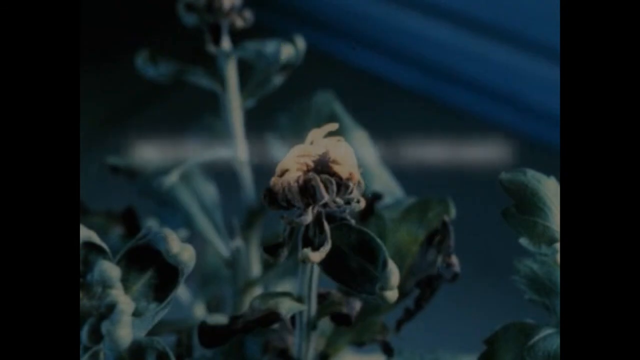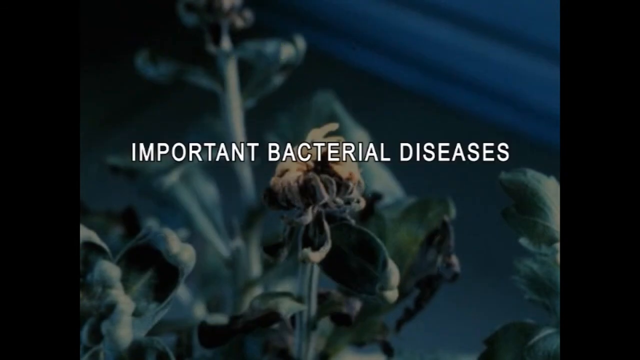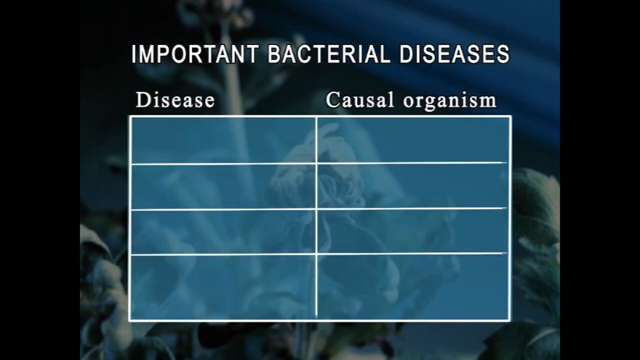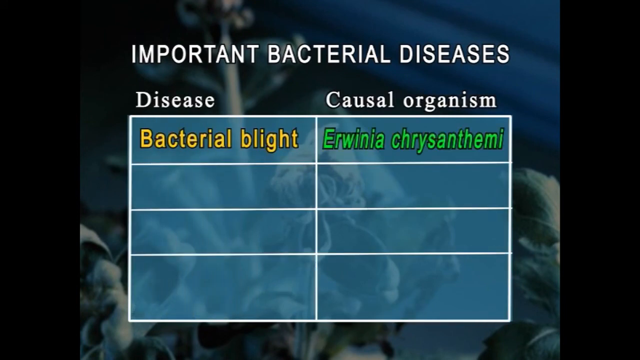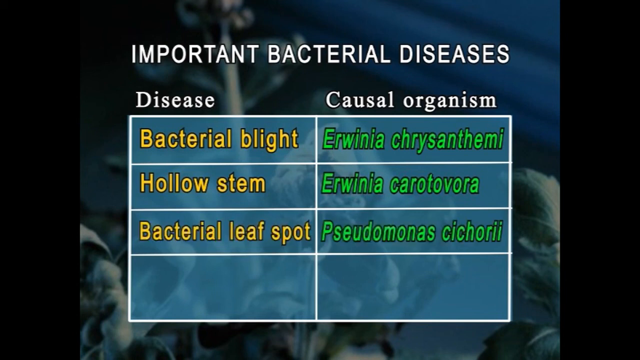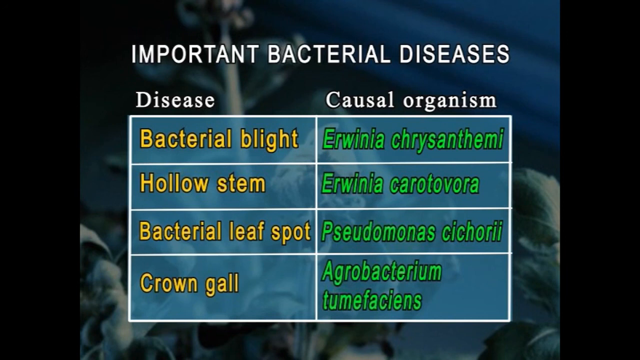Now let's see some of the important bacterial diseases. Some of the important bacterial diseases are bacterial blight caused by Erwinia chrysanthemi, hollow stem caused by Erwinia carotovora, bacterial leaf spot caused by Pseudomonas cichorii. Next is the crown gall caused by Agrobacterium tumefaciens. This is about some important bacterial diseases.